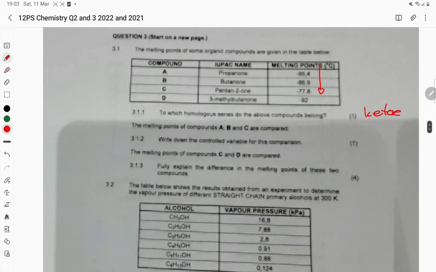And then they say the melting points of A, B, C are compared. Write down the controlled variable for this comparison. What is being kept the same? It is the homologous series, right? They're all ketones, so it'll be the homologous series or the functional group.